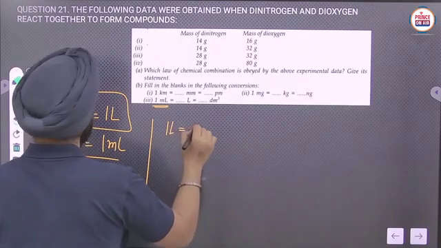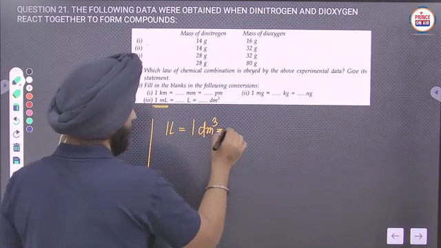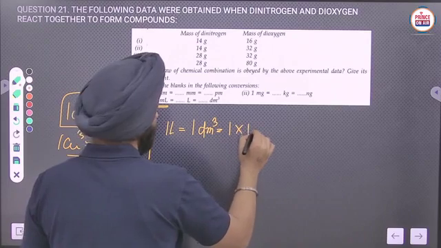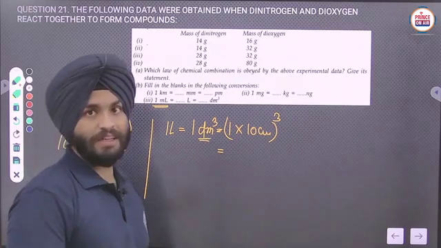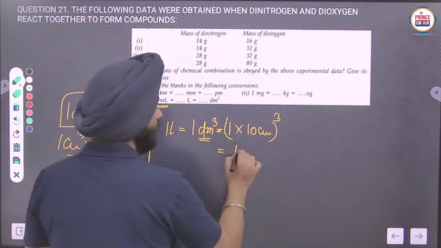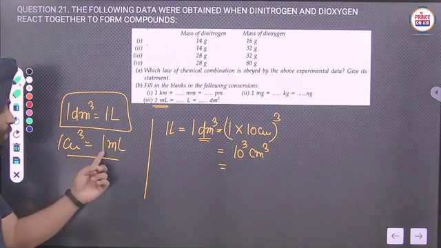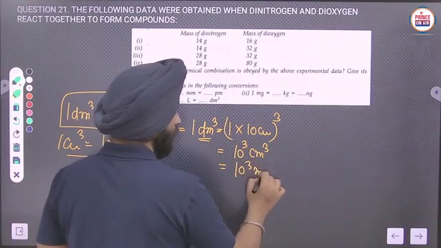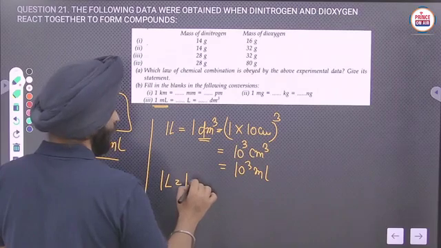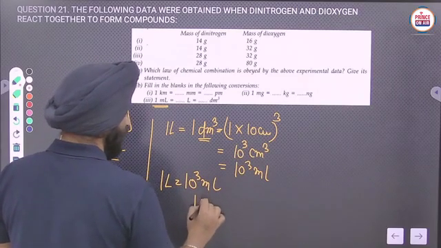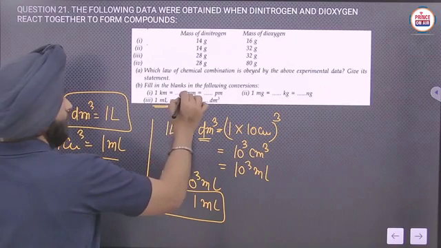So what we can do? 1 liter is equal to 1 cubic decimeter, which is equal to 1 into 10 centimeter cube. Okay, cubic decimeter means 10 centimeters cubed, so I can write it as 10 raised power 3 cubic centimeter. And as I told you, 1 cubic centimeter is 1 milliliter, means 10 raised power 3 milliliter. Okay, now we got that 1 liter is equal to 10 raised power 3 milliliter. And from here, 1 milliliter will come out to be 10 raised power minus 3 liter. So the first answer will be 10 raised power minus 3 liter.